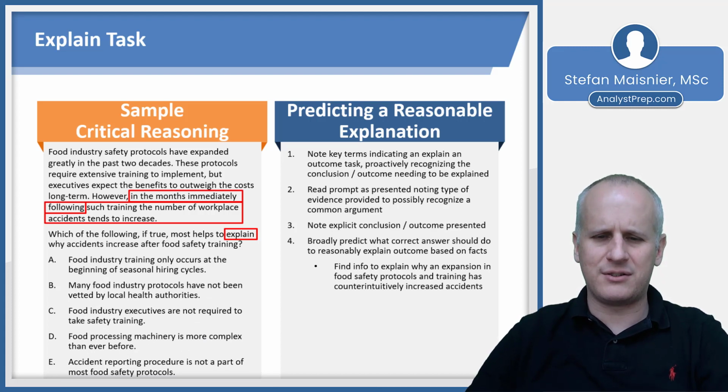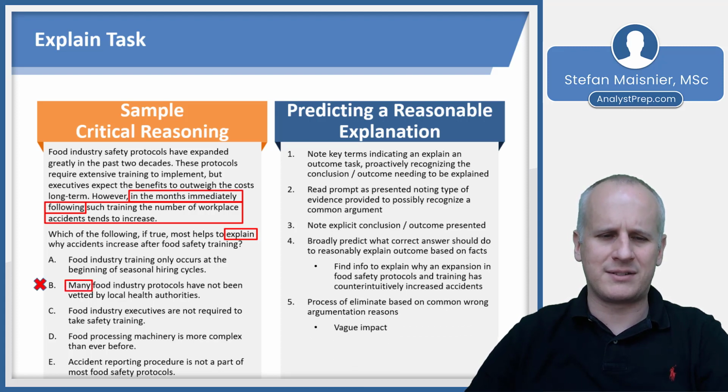So we introduce the answer choices. We process of elimination for our common wrong reasons, starting with vague impacts, such as choice B. Many food industry protocols have not been vetted by local health authorities. Okay, I mean, food industry protocols, are these even safety protocols? I have no idea. So we can eliminate choice B for being vague.